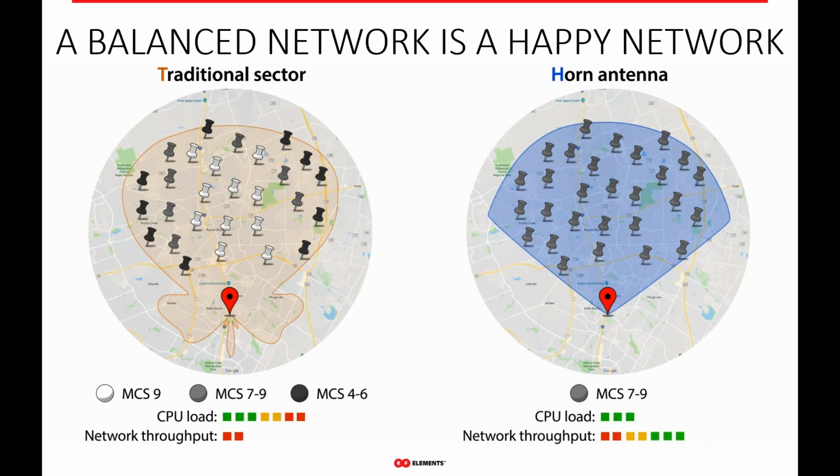So even though on a horn antenna, depending on which one you pick and what your deployment is like, you may see lower MCS rates, they're more stable. This will actually give you a much better overall user experience, lower latencies, and therefore a better customer experience, and so forth. So it's important to understand the difference that you will see in a balanced network on horns versus traditional sectors.